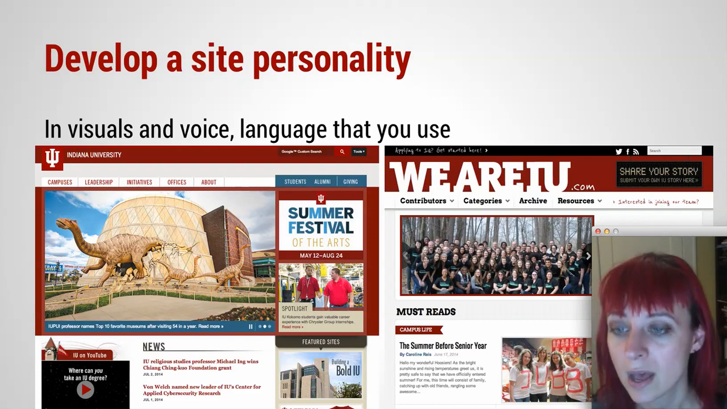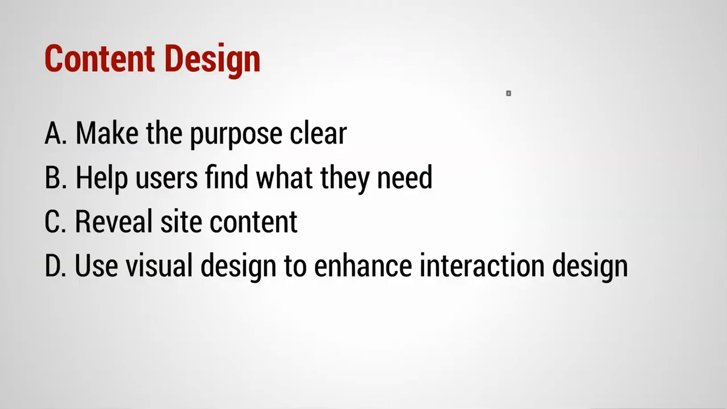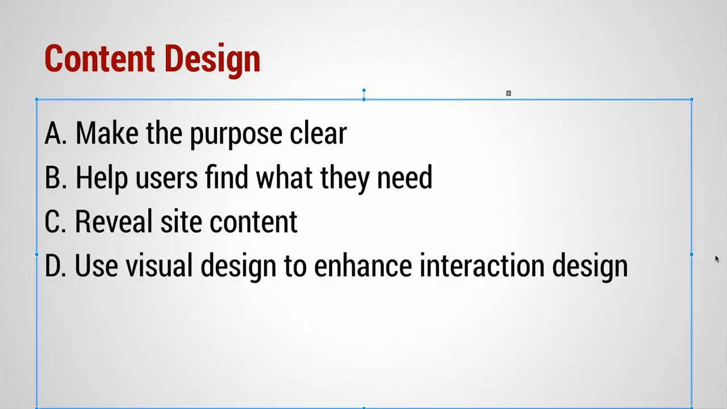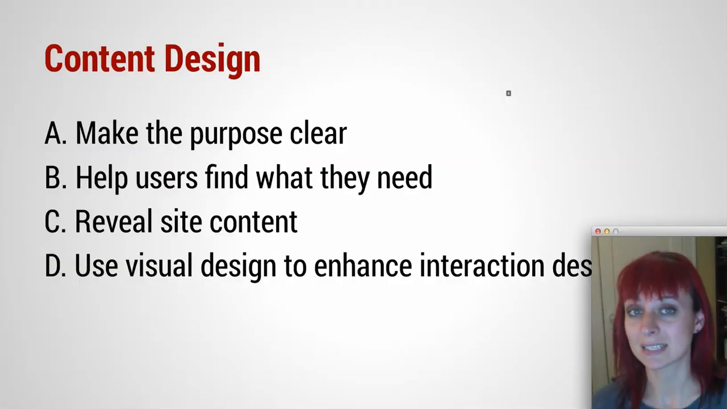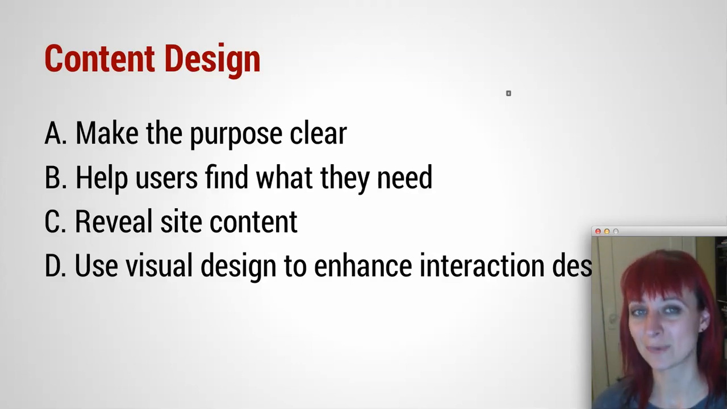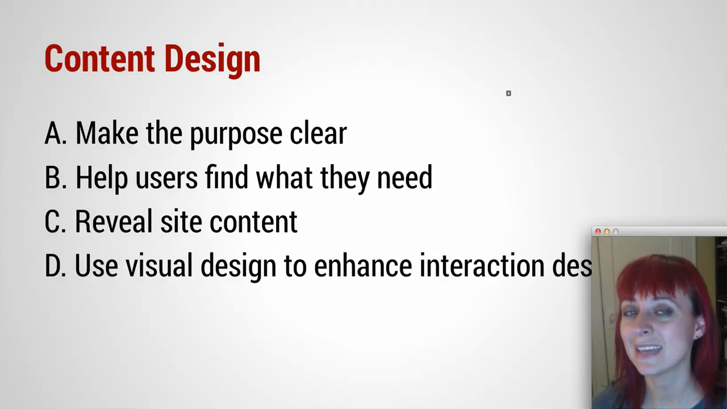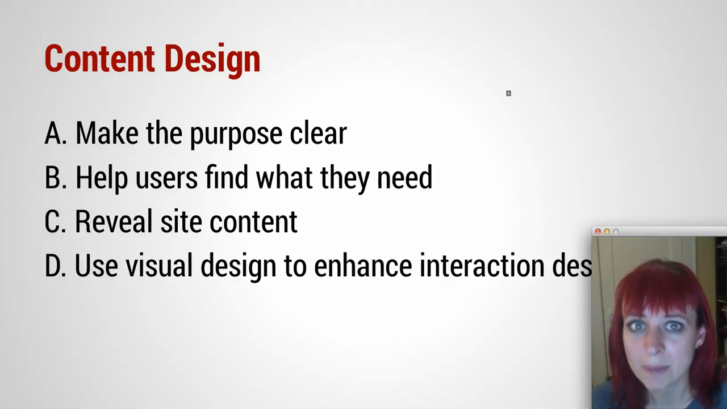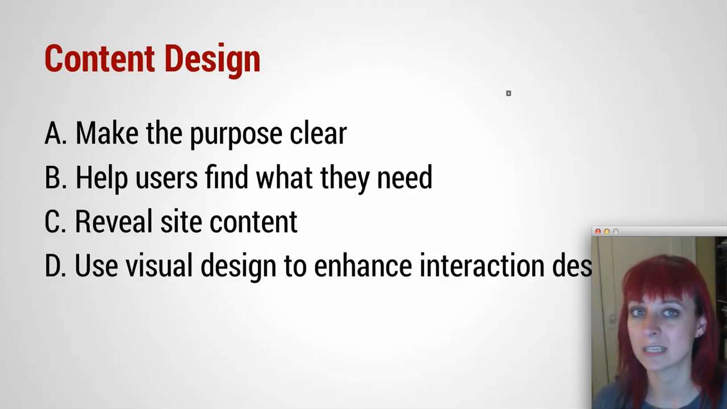And I'm going to put up the four content design elements. Are you making the purpose clear right away? Within 5 seconds, can someone understand what your homepage is for? Are you helping users find what they need? If your client is a design and development firm, they want people to hire them, right? So do you need a big button that says hire us? Do you need a big button that says we'll work for you? How are people going to find what they need?